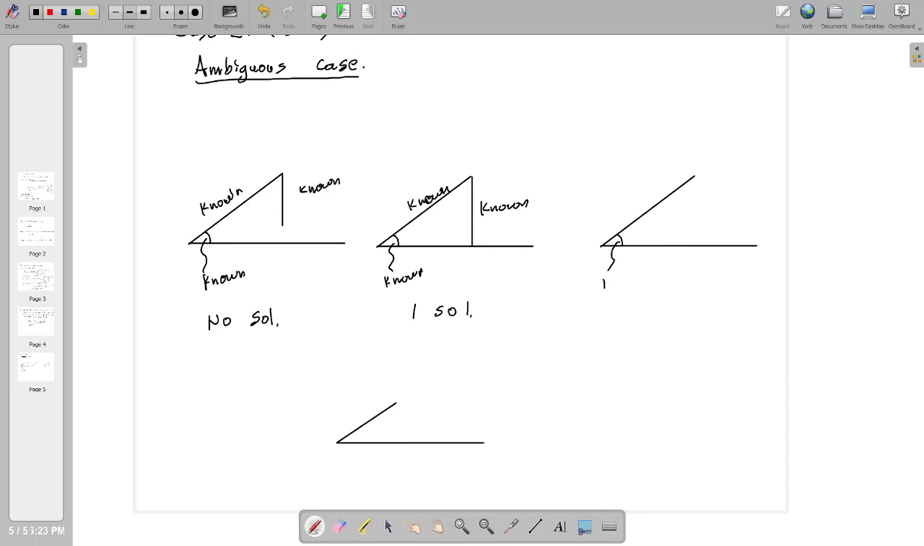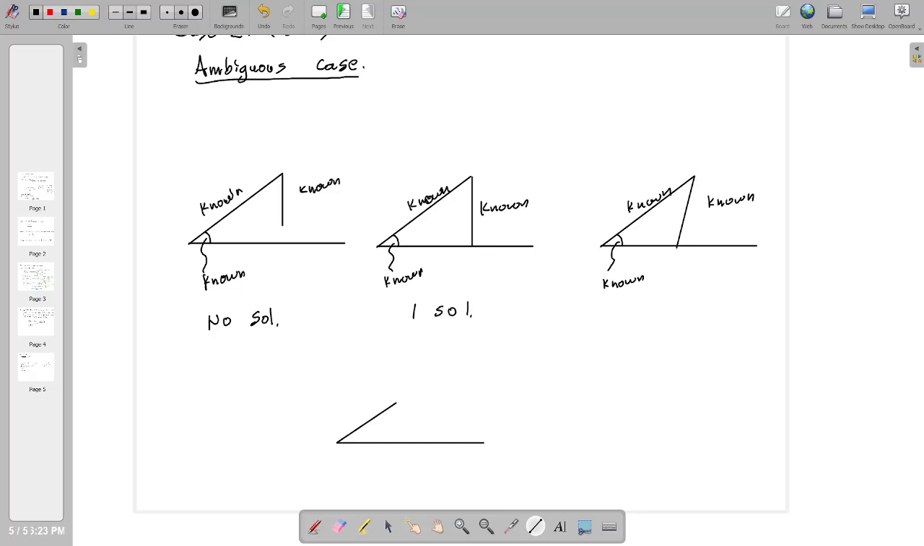So again, suppose that we know this side, or this angle. We know this side. And we know this side. Now in this two solution case, suppose that this side is exactly this length. Suppose that this side is exactly this length. Okay? Now watch as I move this around.